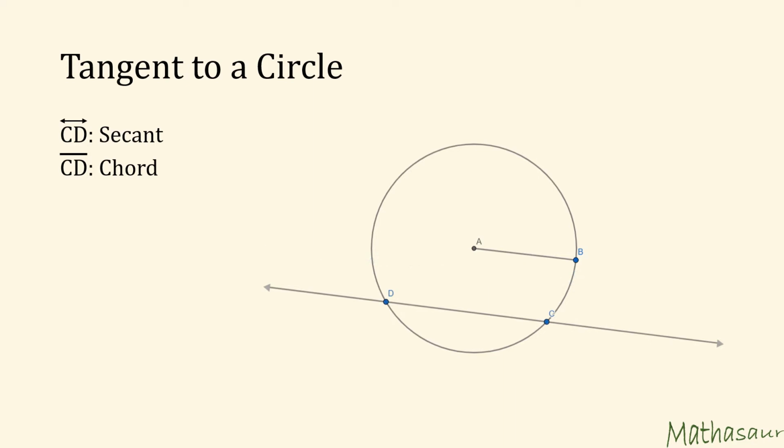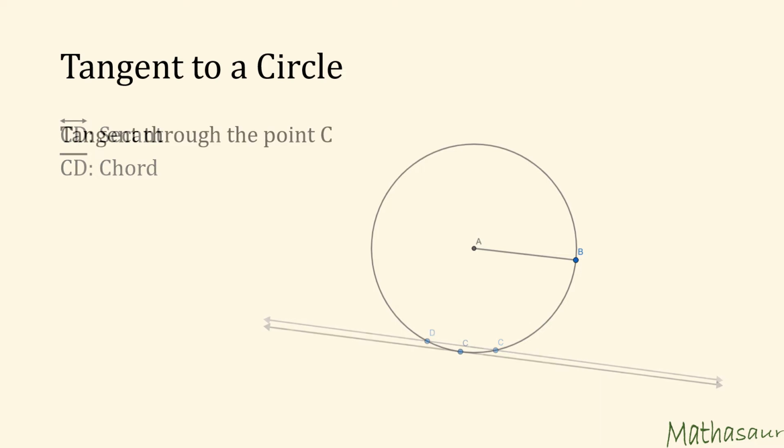We see that the points C and D are coming closer until they coincide at point C. Now this line, which is touching this circle at exactly one point, is known as a tangent to the circle.